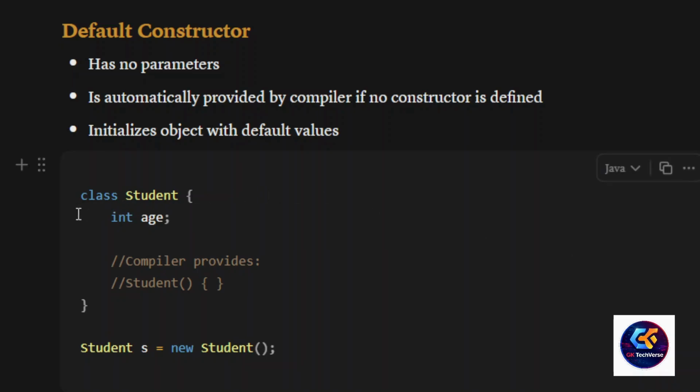In this code snippet, I have created a student class having only instance variables. Whenever I create an object, the compiler will provide default constructor like this. We no need to add it. Compiler will add this constructor by default.